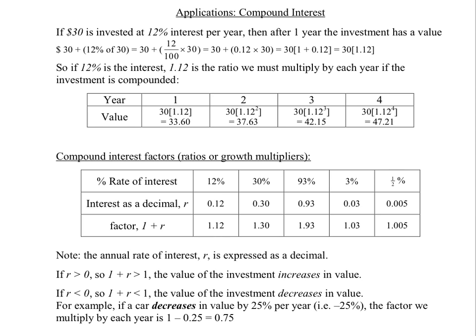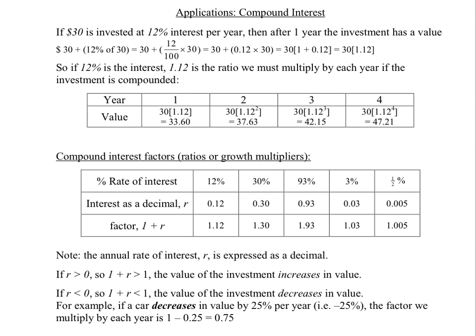Now, if you did $30 plus 12% of 30, that's like doing this piece of work in here. You would do 30 plus 12 over 100 times 30, or you could write that as 0.12 times 30. 0.12 is just 12% as a decimal.